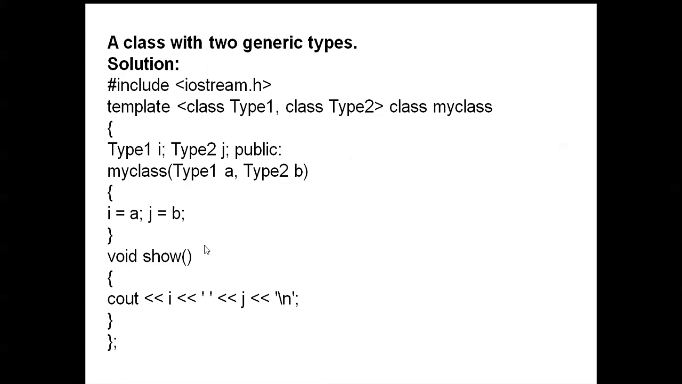Here you can see in templates, I is equal to a, j is equal to b. Those two are the variables assigned to the template object, but here we can't use any specific data type.